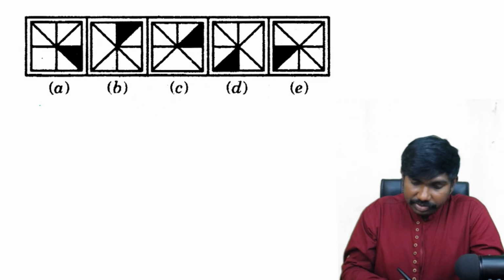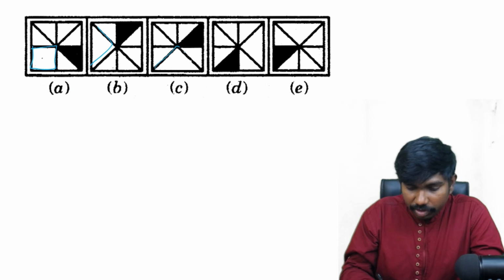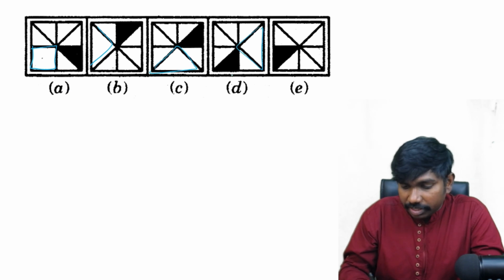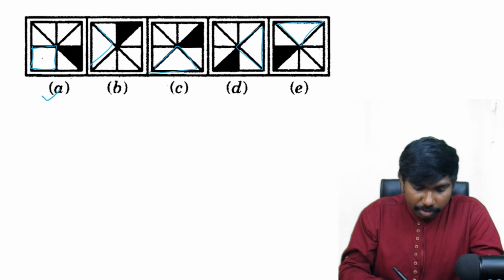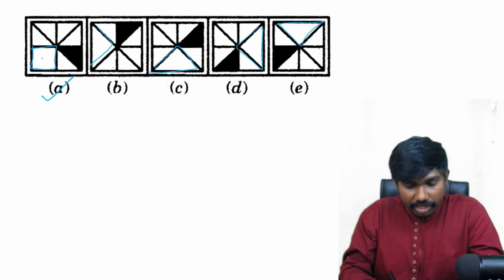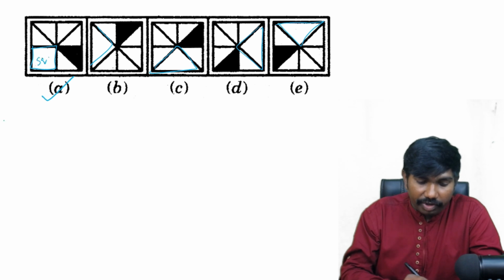Next one. In this there is a square and the rest are all triangles only. Here there is no such square, and one big triangle is there. One big triangle, one big triangle, and even here also one big triangle is there. So all except option A have a big triangle, and only option A has the extra square, right?